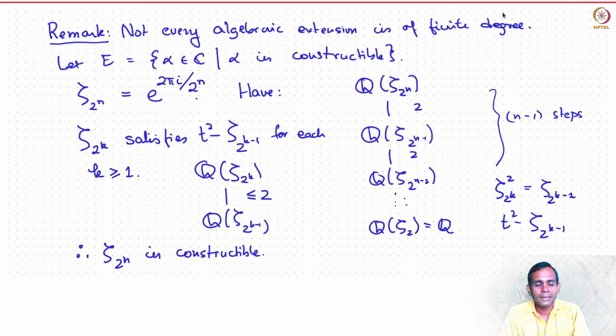To summarize, the field of all complex numbers that are constructible is an infinite extension, but despite being infinite, it is an algebraic extension. Every constructible number is algebraic over the rationals. So it's an algebraic extension of Q. We now come to a very useful result about towers of algebraic extensions. We've seen that if you take a finite extension of a finite extension, then it's finite, and in fact its degree is given by the product of the degrees of the two extensions. Now if you take an algebraic extension of an algebraic extension, it turns out that that is algebraic.